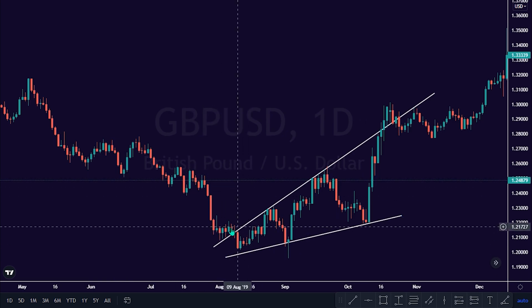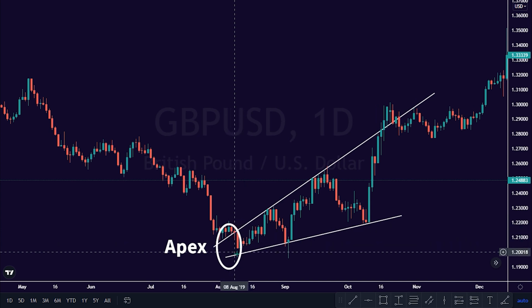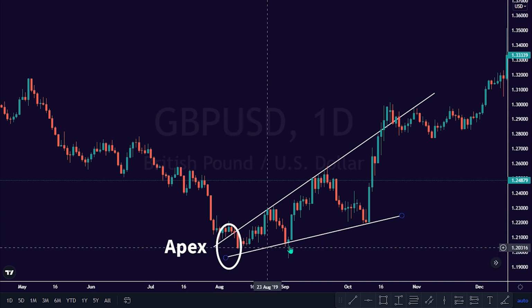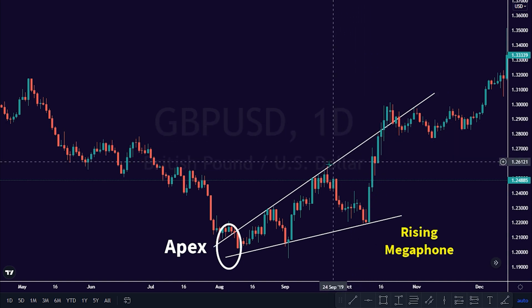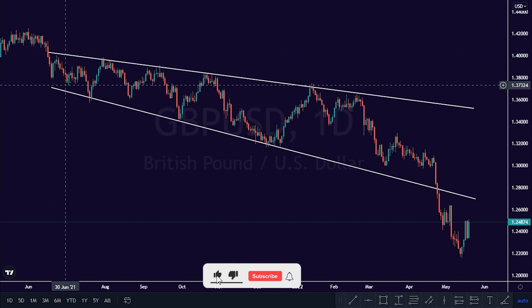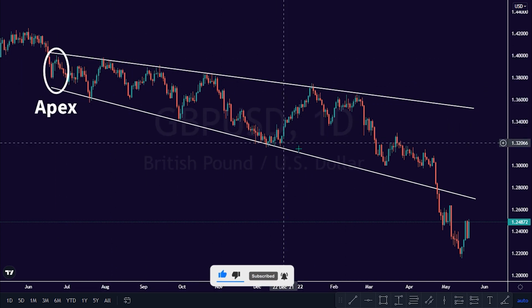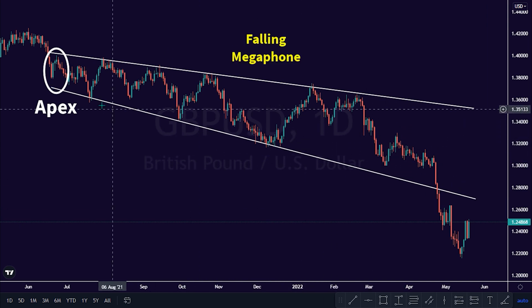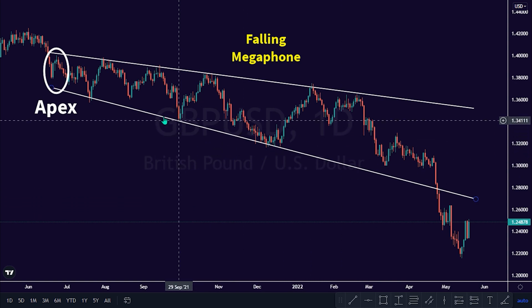Therefore, this reverse pattern can have its apex on the left-hand side pointing upward. Whenever they point upward, it can be tagged as a rising megaphone or a rising reverse wedge. Also, the apex may point downward. Whenever they point downward, it can be tagged as a falling megaphone or a falling reverse wedge.